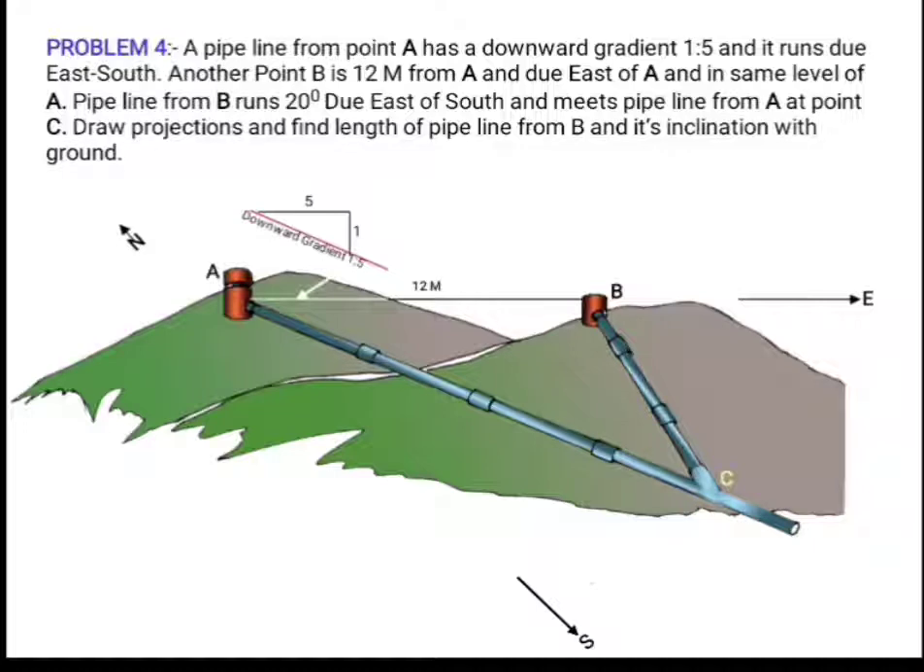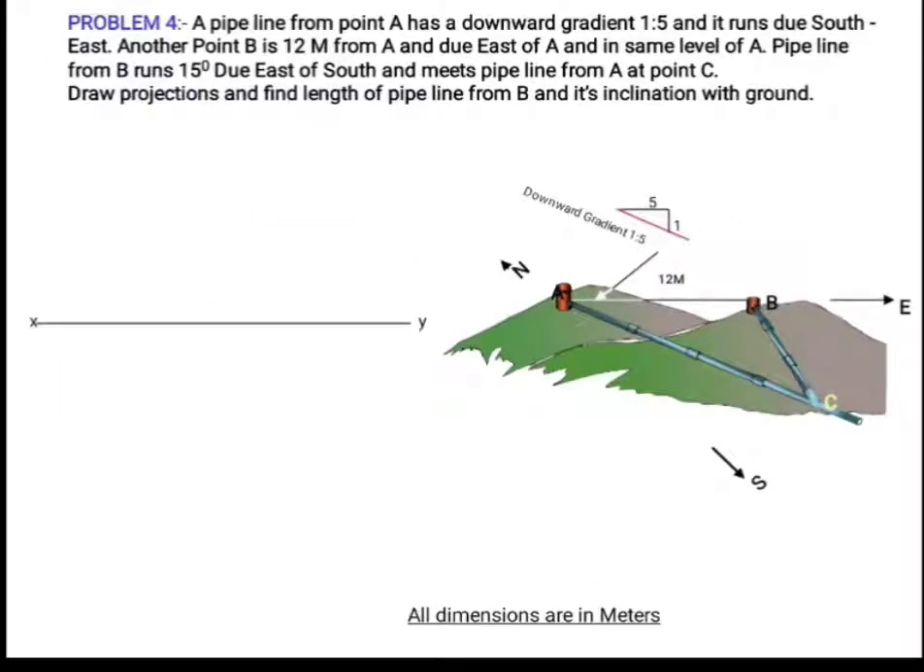Here, the dimensions are given in surveyor's unit. So you should have an idea about the surveyor's unit. Now we can solve this problem. First of all, start from XY line. Above XY line we can draw the elevation and below XY line we can draw the plan.